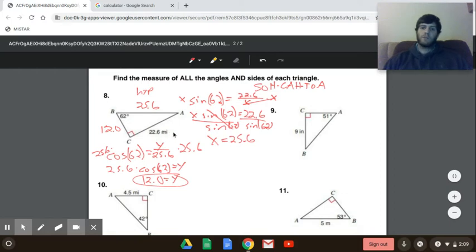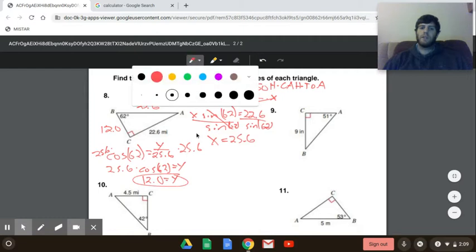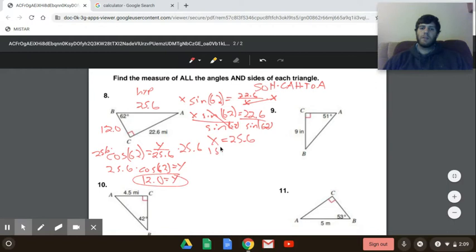Okay, all those would work, but the easiest way is to use the triangle sum theorem. The three angles of a triangle add up to 180. So all we have to do here is 180 minus 90 minus 62, which is going to give us 28. So this angle here is 28. So now we have the three angles of the triangle and we have the three sides. So we're good there. We're done with that one.